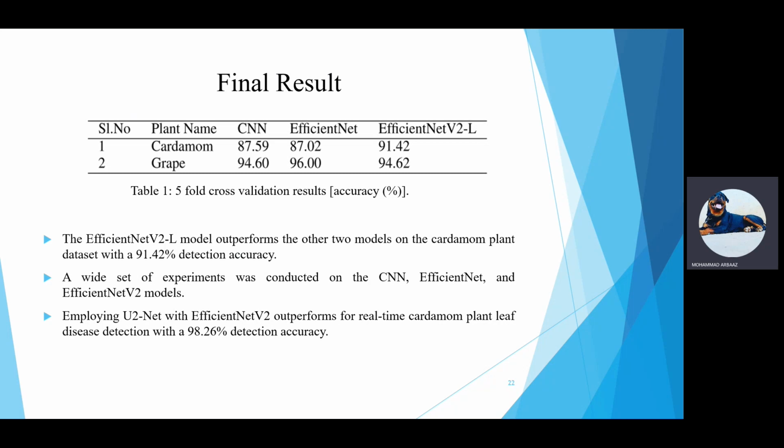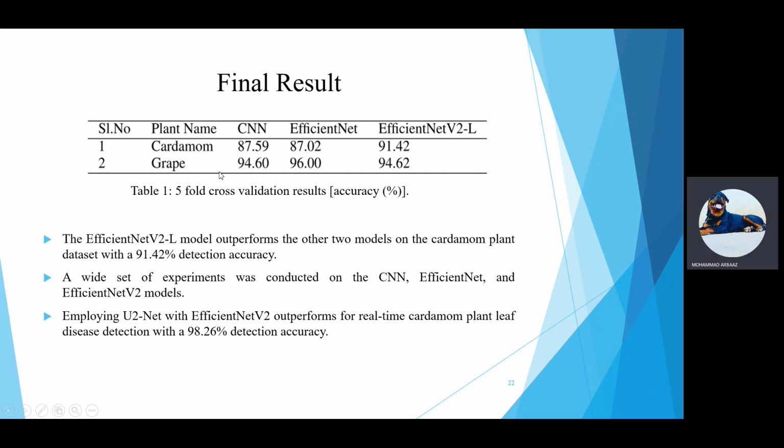Let us come to the final result. For cardamom plant, the CNN value is 87.59, EfficientNet is 87.02, and EfficientNetV2 is 91.42. This is nothing but, if we use the CNN, that is convolutional neural network, we will be getting 87.59. But if we use EfficientNet, we will be getting 87.02. But if we are using EfficientNetV2, we will be getting 91.42. That is nothing but detection accuracy.